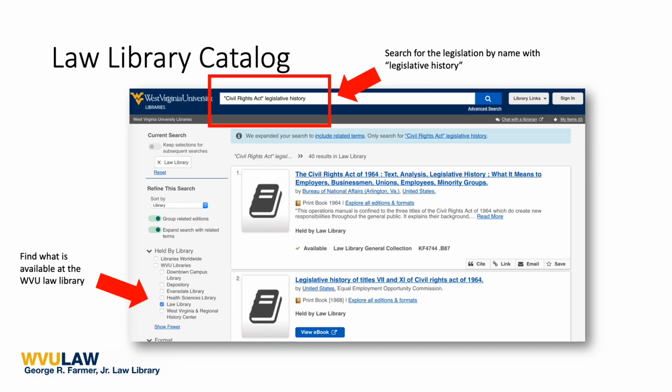To find a print legislative history, you will rely on the library catalog. Publishers of legislative histories are not known for their creativity of titles for these volumes, so a very good starting point is often the name of the legislation, followed by legislative history. Help with the library catalog is always available from a librarian or a law library staff member. It's less common for print legislative histories to be reproduced in digital format, so this is not a step to be discounted, especially for older legislation.